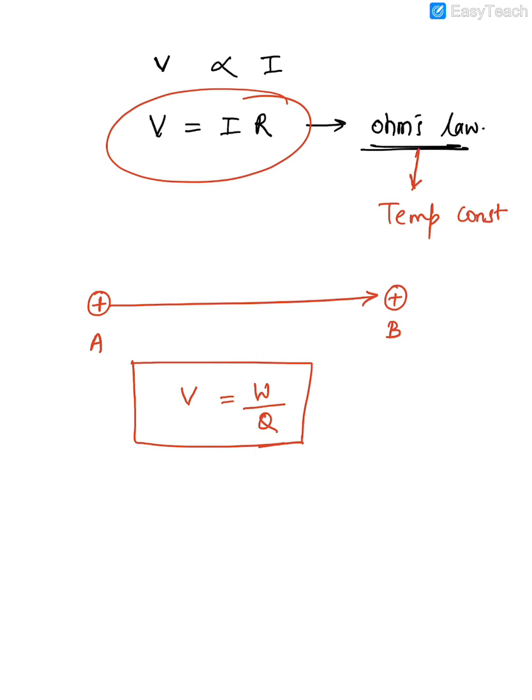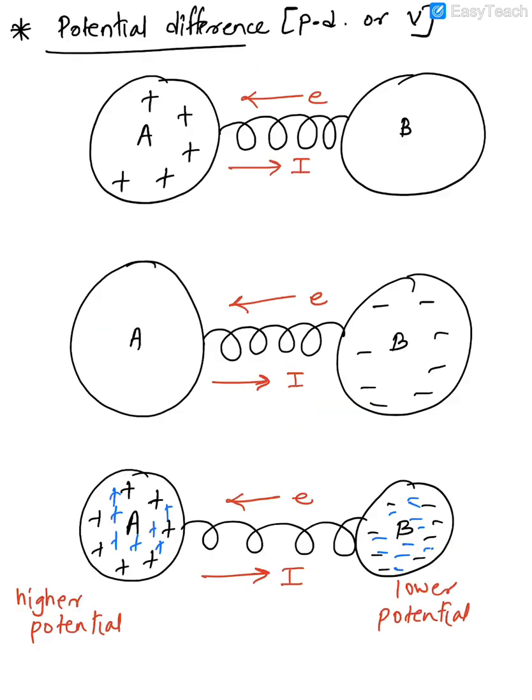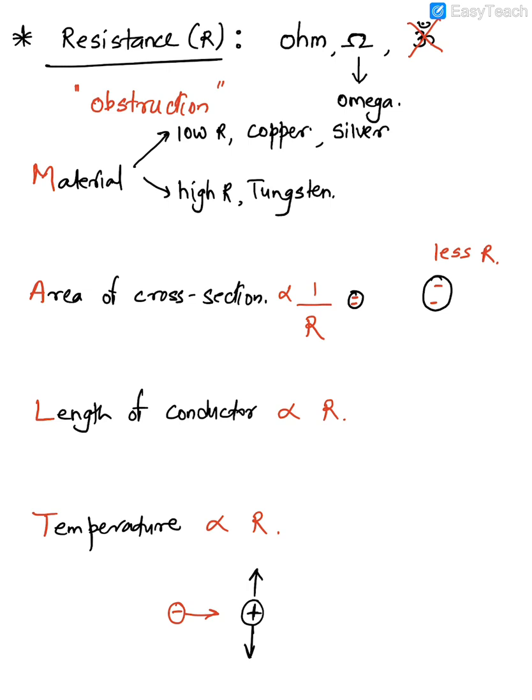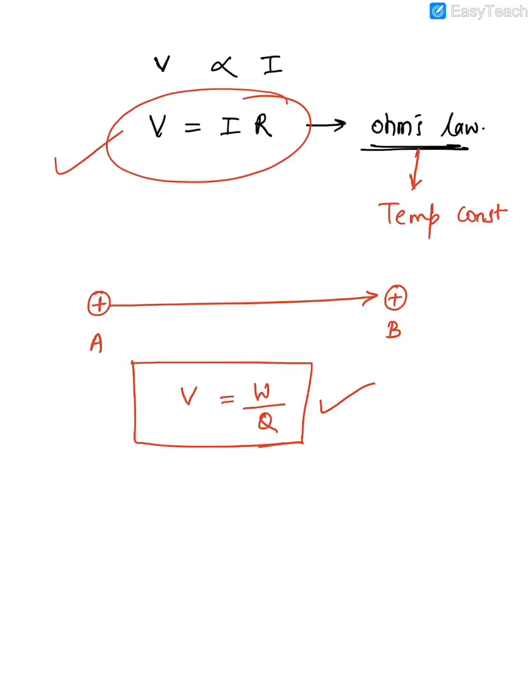So guys, we are going to have problems based on this formula, V is equal to W upon Q. You'll also have problems which are based on the previous formula, that is Varun Iyer also. Guys, where did I write Varun Iyer? I forgot. Yeah, here, Varun Iyer also. So copy down these two formulas also. We are going to do some problems which are based on this one.